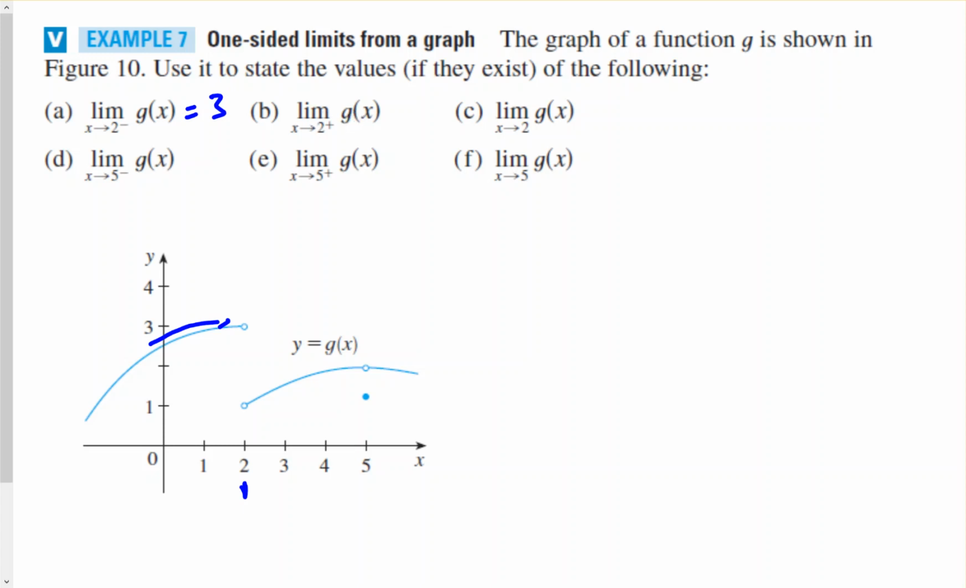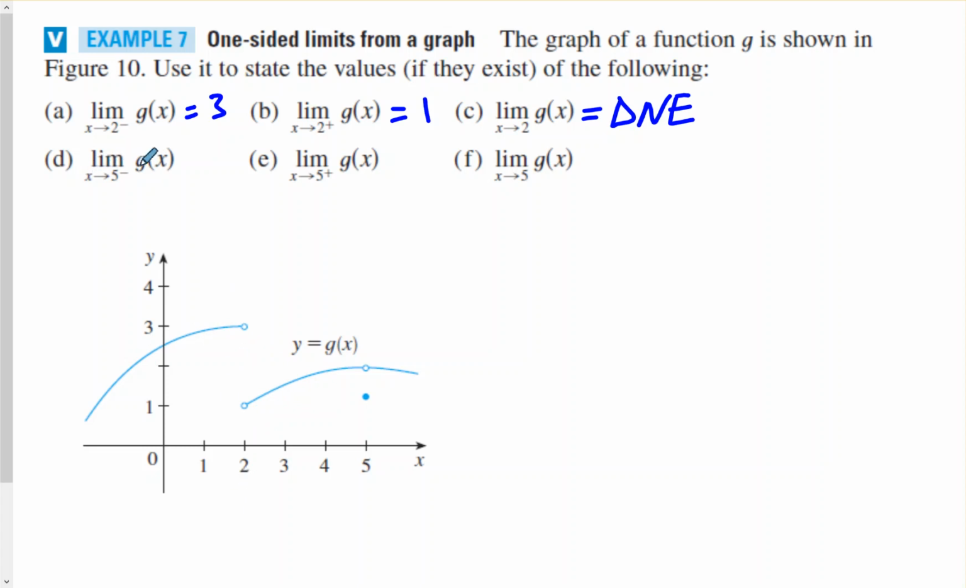Limit as x is approaching 2 from the right. As x is approaching 2 from the right, it looks like it's approaching 1. And then the limit as x is approaching 2 in general. Because we have this disagreement of both sides, this would be: it does not exist.